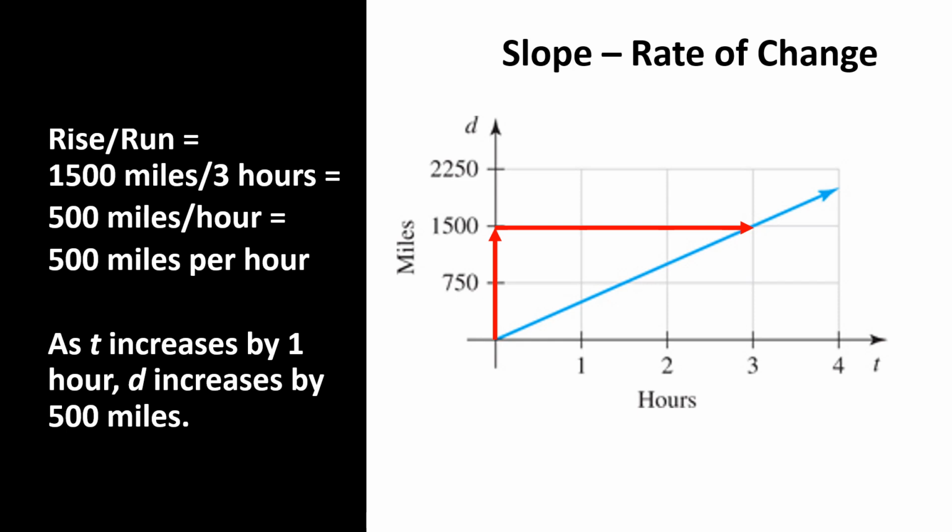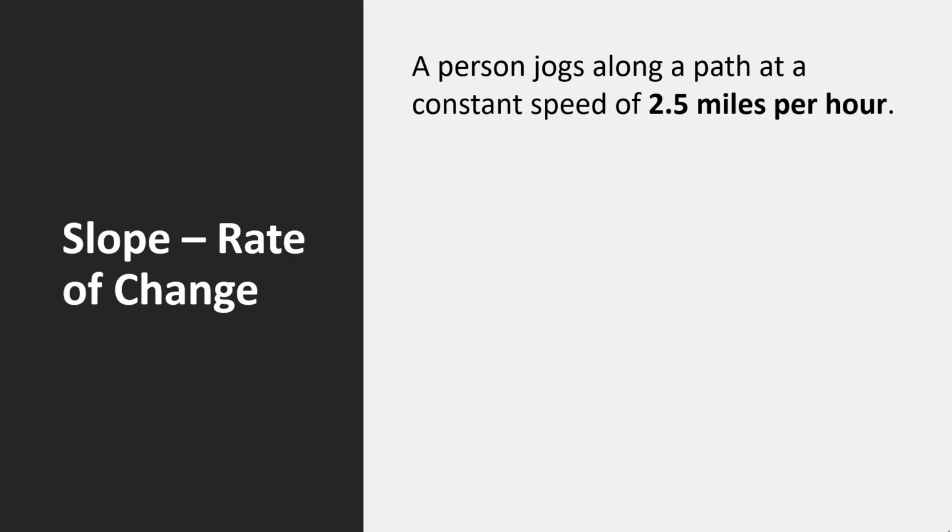Let's do another example. A person jogs along a path at a constant speed of 2.5 miles per hour. Now, when we hear miles per hour, that is telling us that is a rate of change.